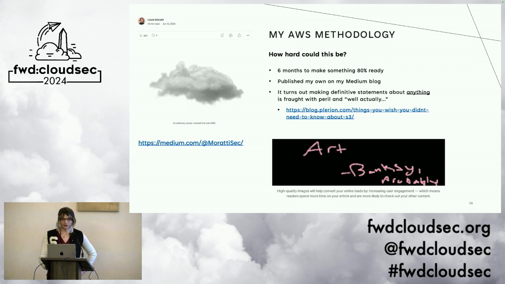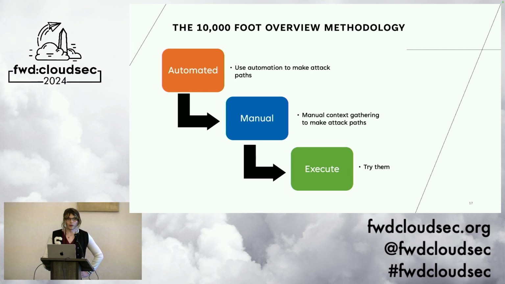And those are all over the place. So that's why it's so difficult. But talking more about my methodology, how I like to view it is in kind of 3 different camps. So you start with automated things, and that's going to be your time saving and your efficiency. And then you're going to also consider things from a manual context gathering point of view. And we're going to go into much more detail about that. And then lastly, you actually have to try those things that you're coming up with.